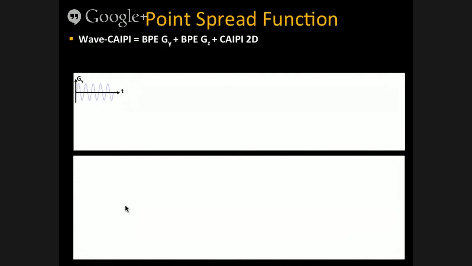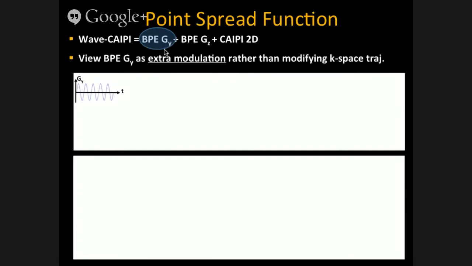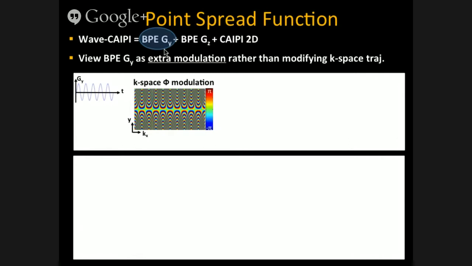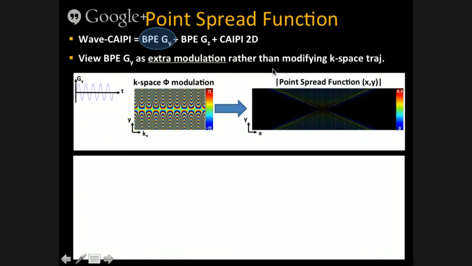To try to understand how this bunch phase encoding gradient incurs such spreading, let us for now consider only the GY gradient and ignore GZ and the slice shifts. We can think of this GY gradient as extra modulation, as dumping some phase onto K-space rather than modifying the K-space trajectory. So in image space, what this does is introduce a point spread function along the readout direction, which also depends on the Y position. In the middle of the field of view, there is almost no spreading. The point spread function is very small. And as we go further out in FOV, we get more and more spreading.